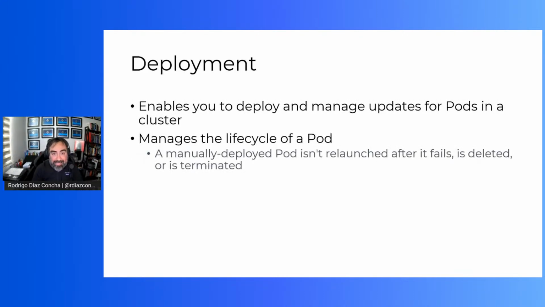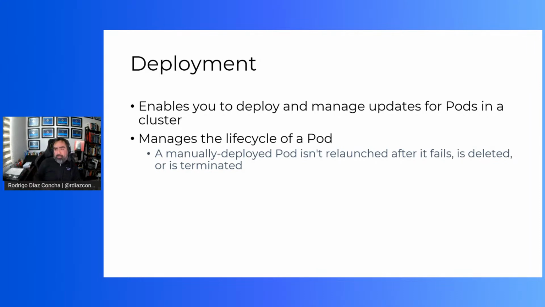The deployment is the object that we actually use most of the time, generally speaking, when deploying applications in the Kubernetes cluster. Actually, it's almost similar to the ReplicaSet. It's almost the same. However, the deployment has a different trait, which is controlling the rollbacks and rollouts of those applications in a safe way. So the deployment object enables you to deploy and manage updates for pods in a cluster.